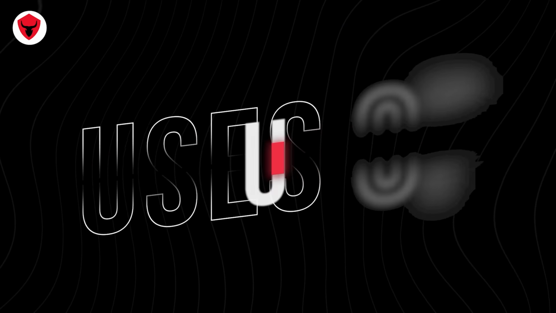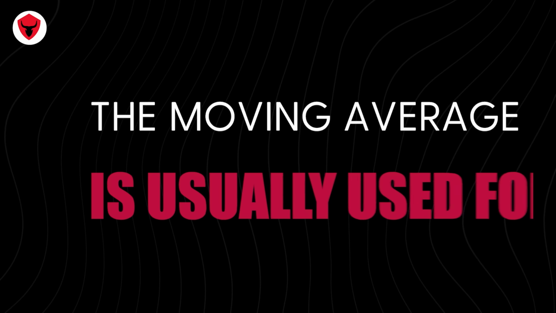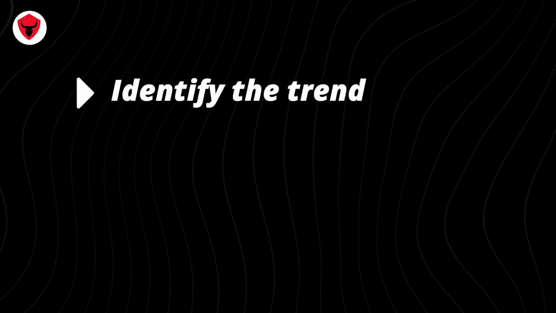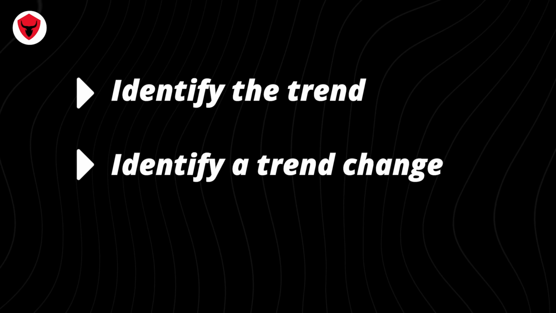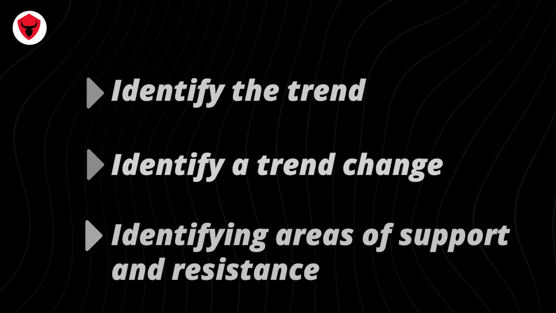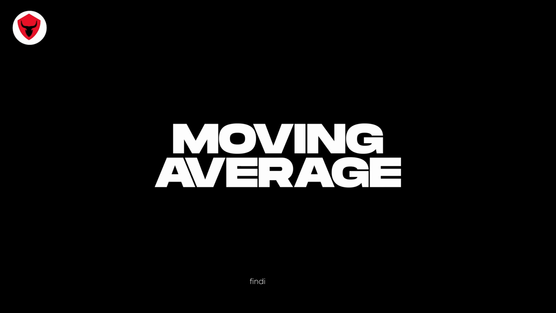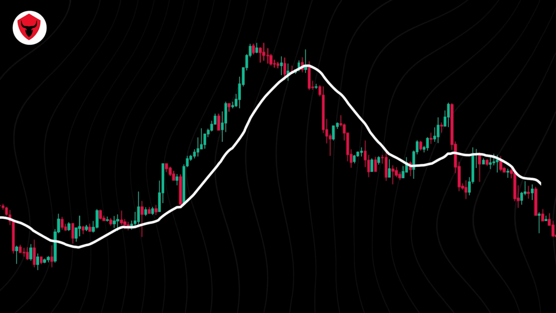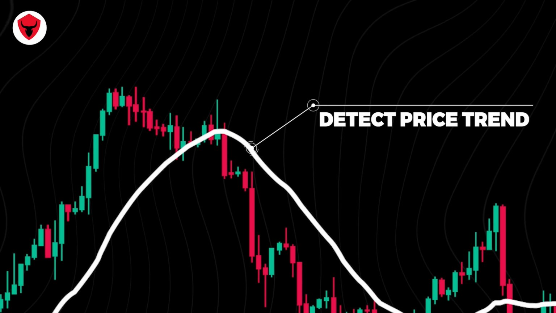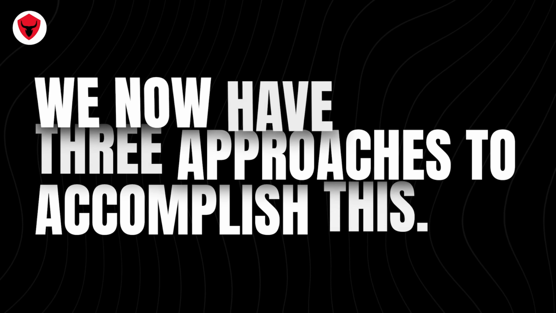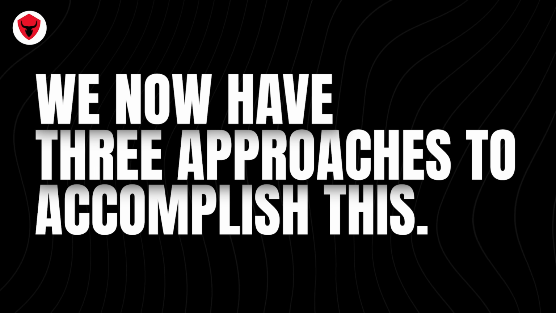Uses of moving average. The moving average is usually used for 3 purposes: identify the trend, identify a trend change, and identifying areas of support and resistance. Let's start by finding the trend with the moving average. The moving average is a trend indicator. Therefore, its principal job is to help us detect the price trend. We now have 3 approaches to accomplish this.